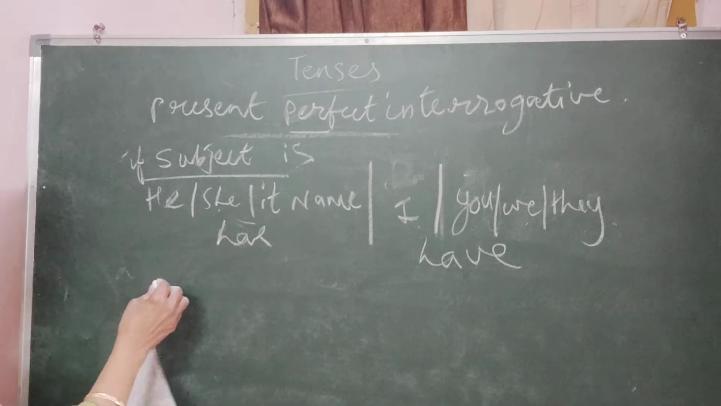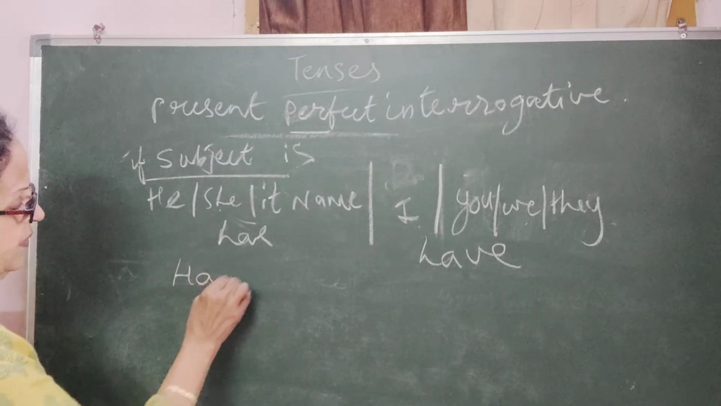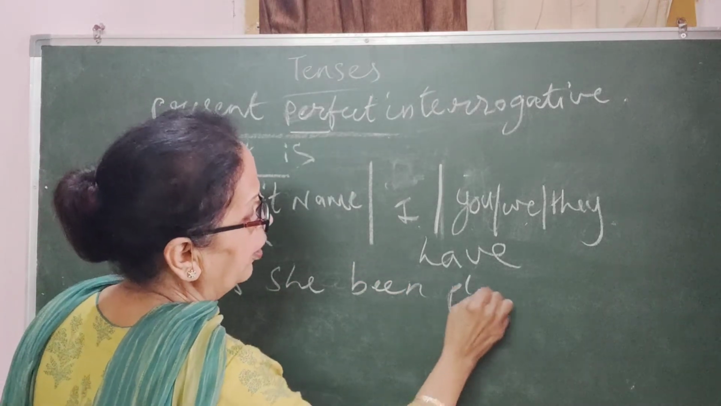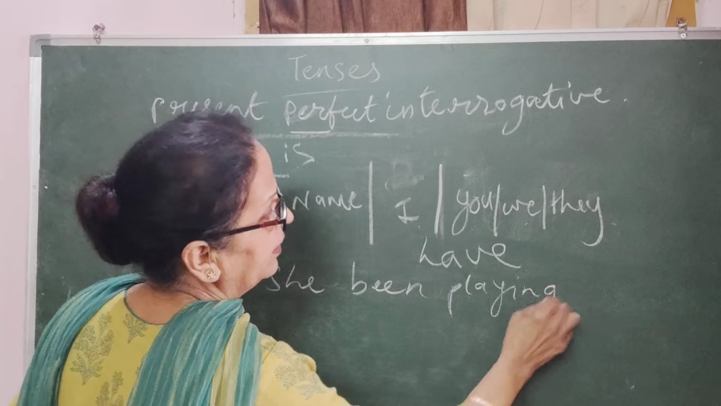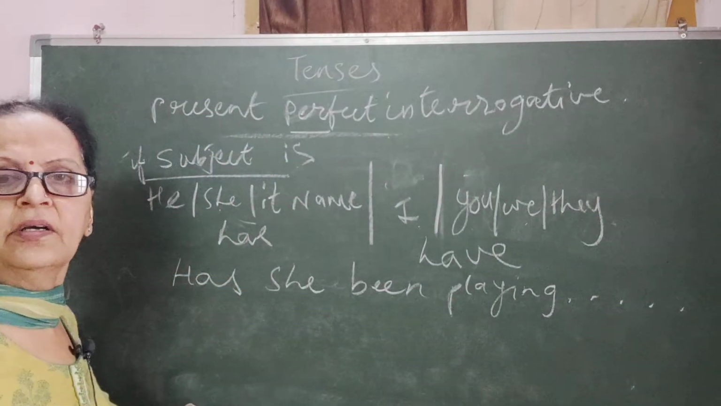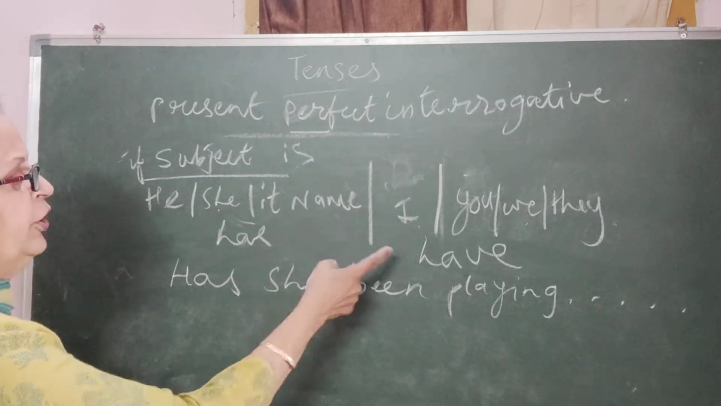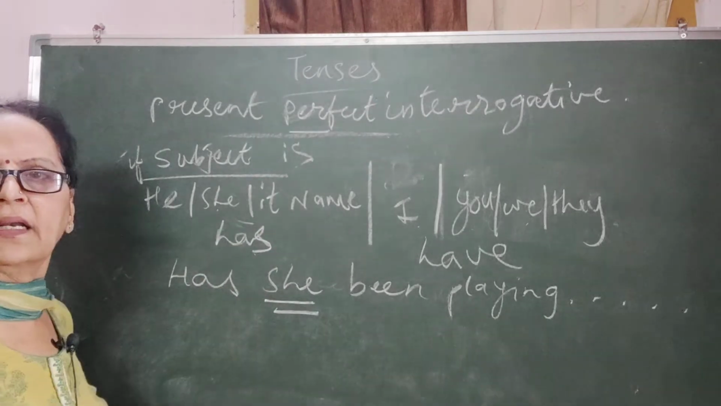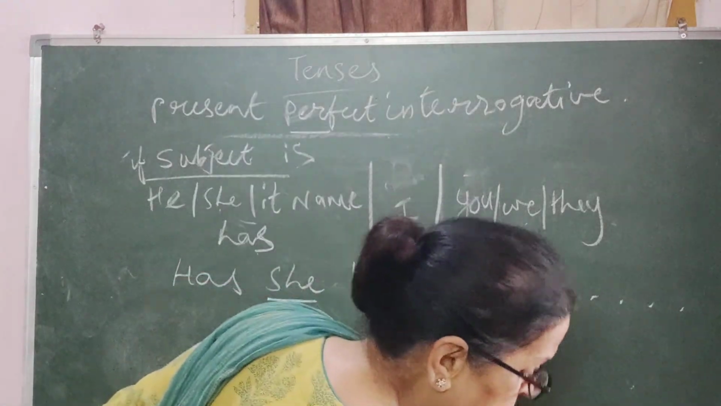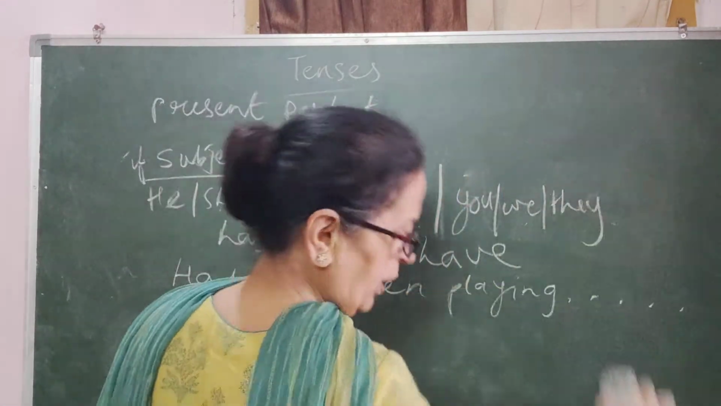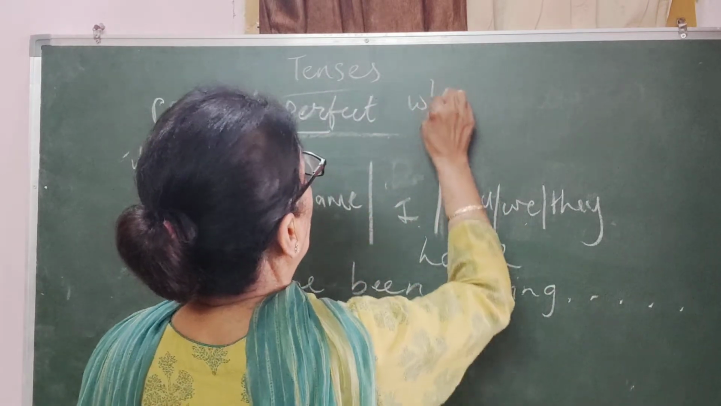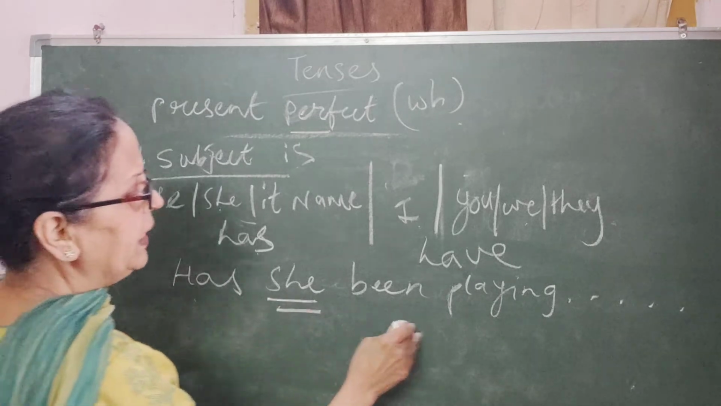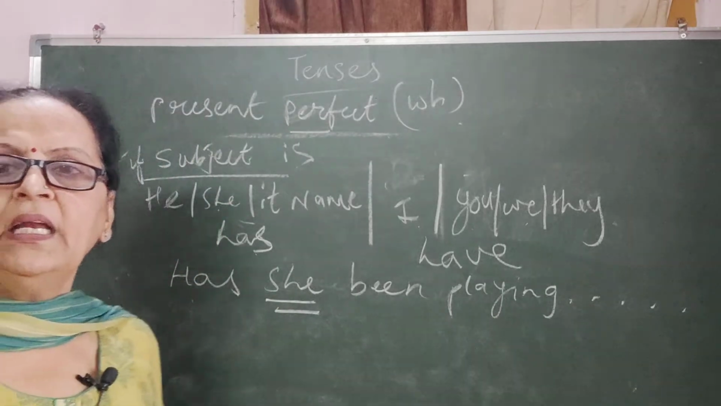Has she been crying? Has she been playing? Or has she been crying? Then the object follows. So I hope you have understood. For interrogative, your verb will come before the subject. And the same case is with the WH family. The WH family word will come before the verb. Where has she been playing?